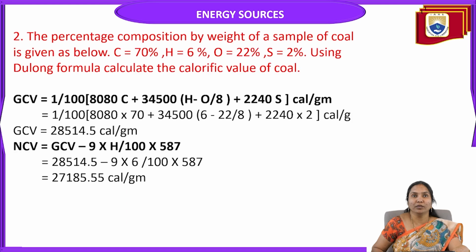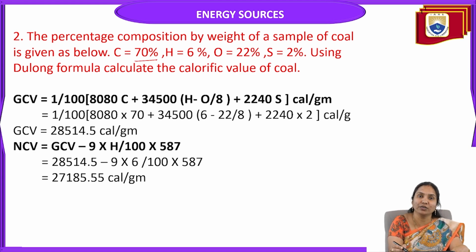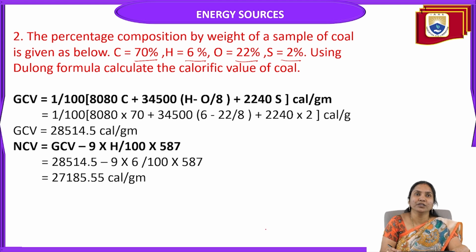Now let's discuss one more problem. The percentage composition by weight of a sample of coal is given as below. Carbon equals 70%, hydrogen is 6%, oxygen 22, sulfur 2%. Using Dulong's formula, calculate the calorific value of coal.